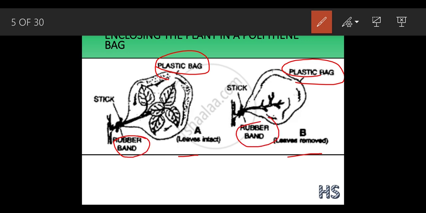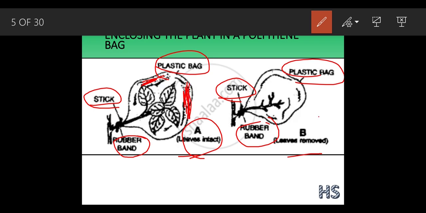This is a stick which helps to protect it, so that it does not get loose. This is a plastic bag. Keep these plants for 1 hour in the sun. So you would notice in A, the polythene bag has got wet. See this part.